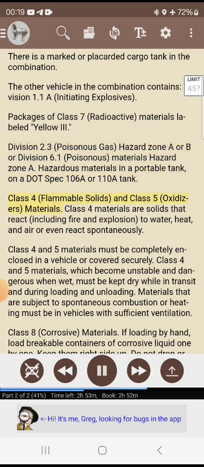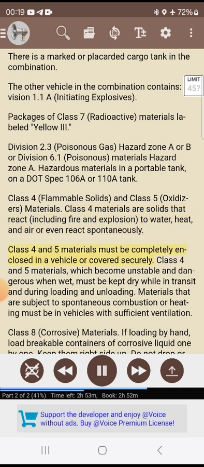Class 4 flammable solids and Class 5 oxidizers materials. Class 4 materials are solids that react, including fire and explosion, to water, heat, and air or even react spontaneously. Class 4 and 5 materials must be completely enclosed in a vehicle or covered securely. Class 4 and 5 materials, which become unstable and dangerous when wet, must be kept dry while in transit and during loading and unloading. Materials that are subject to spontaneous combustion or heating must be in vehicles with sufficient ventilation.